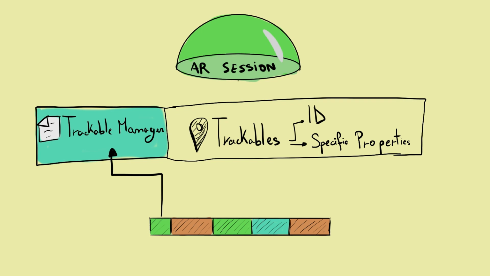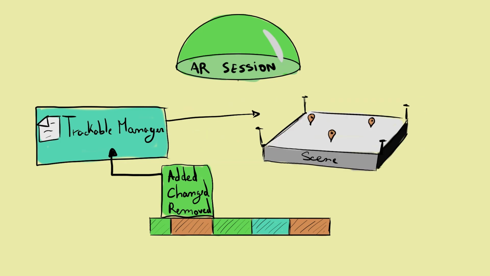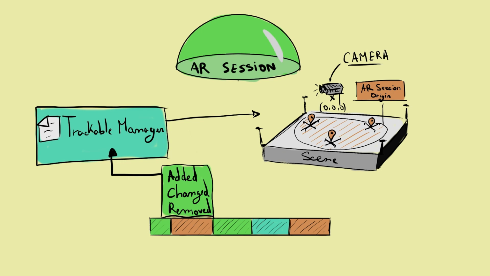When talking about trackables, subsystems provide us with events about added, changed, and removed trackables that we can subscribe to, and managers also consequently update trackables in the scene. All the trackables are AR anchored objects and are parented to AR Session Origin. Its 0,0,0 point is where the camera will be when the camera opens up, and can be recalibrated in time if tracking is lost.